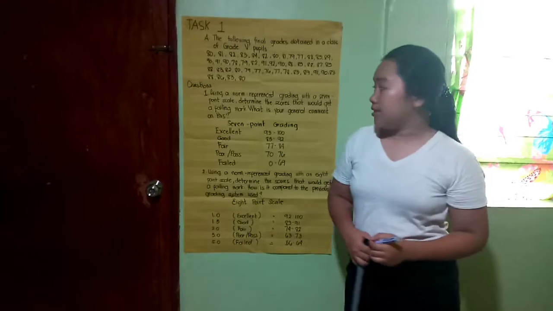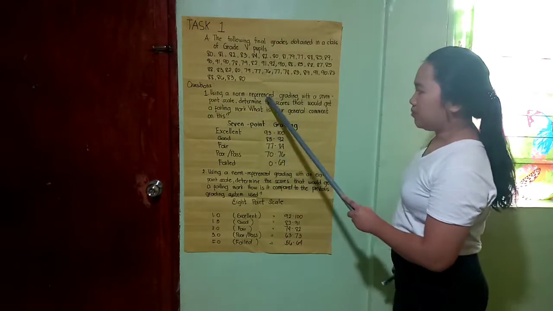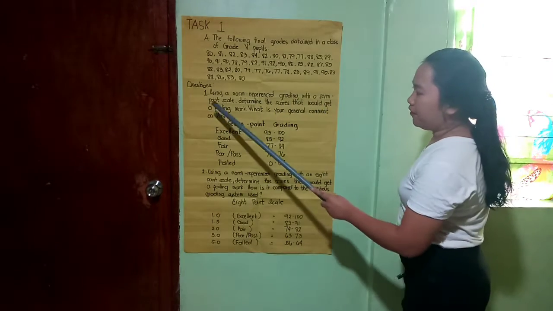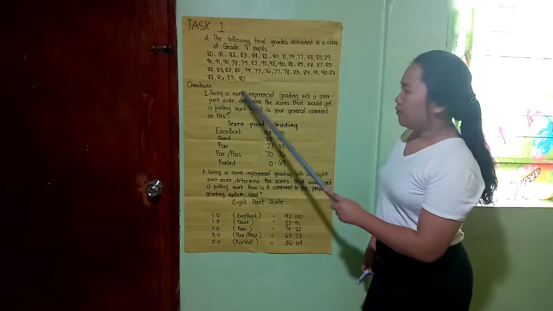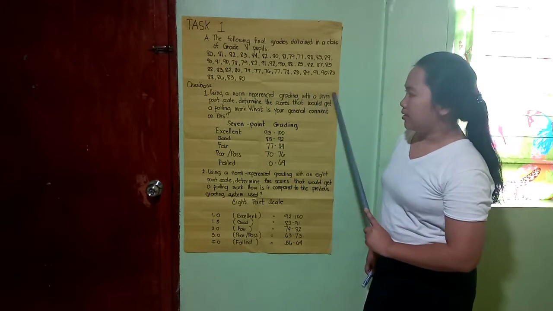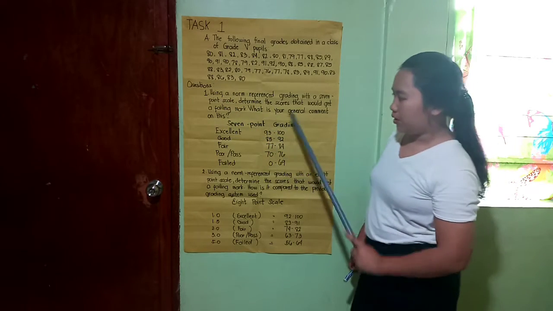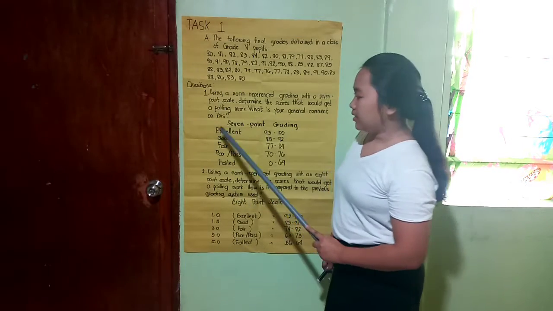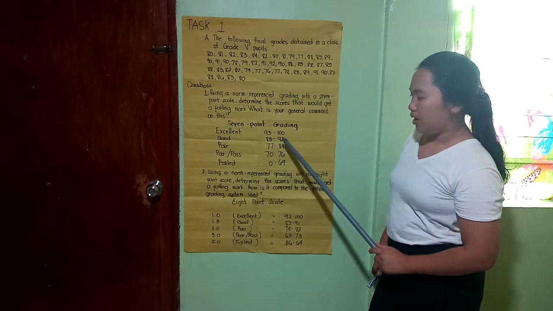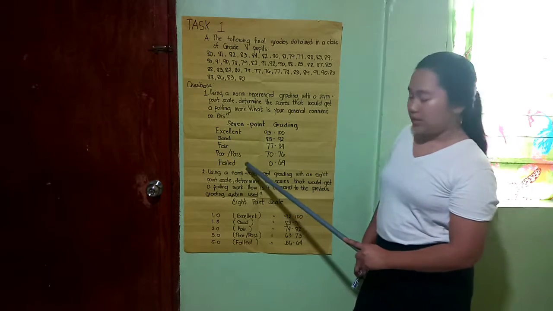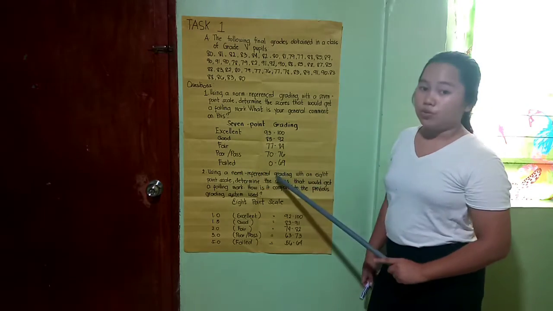So the question is, using a norm-referenced grading with a 7-point scale, determine the score that would get a failing mark. What is your general comment on this? Using norm-referenced grading with the 7-point scale, which has excellent 93 to 100, fair 77 to 84, poor or a pass 70 to 76, and failed 0 to 69.